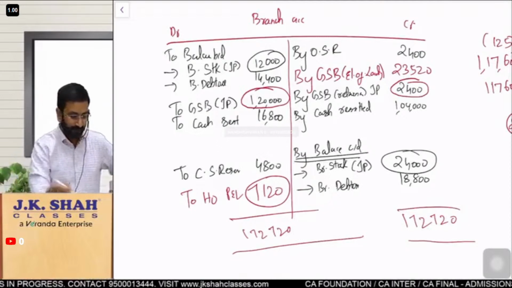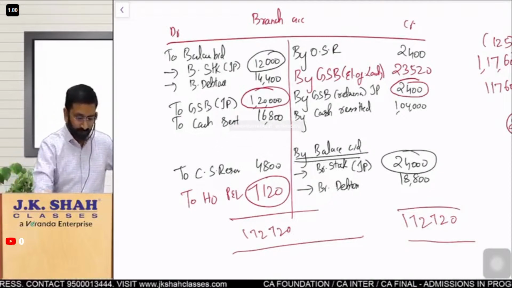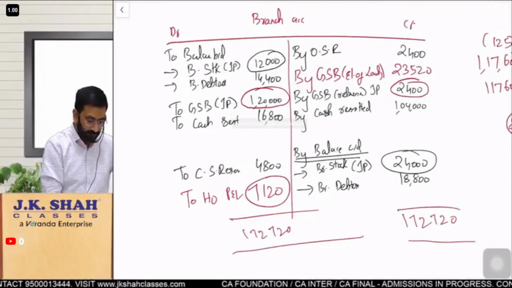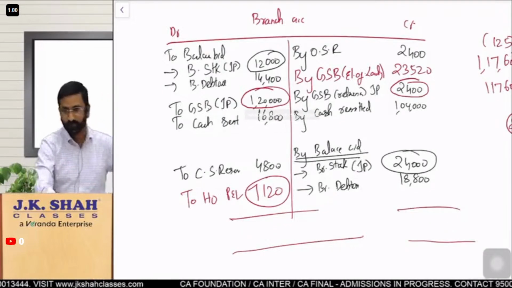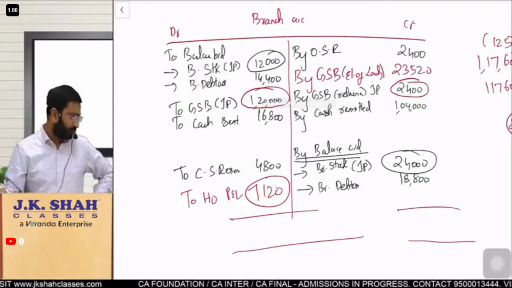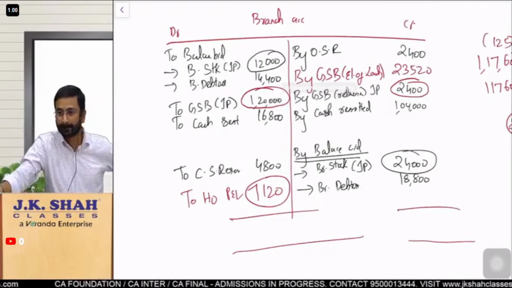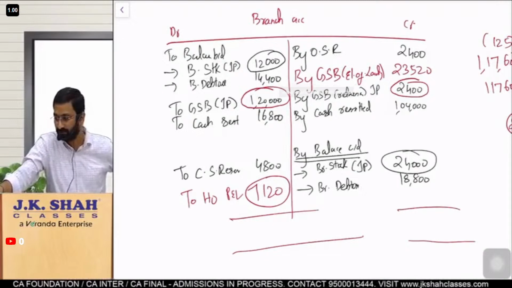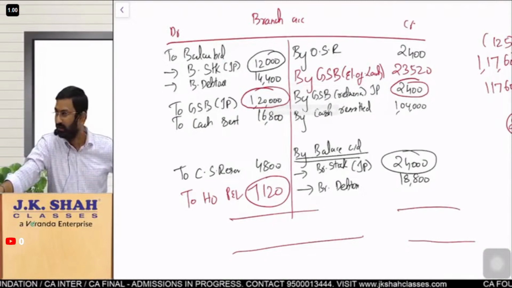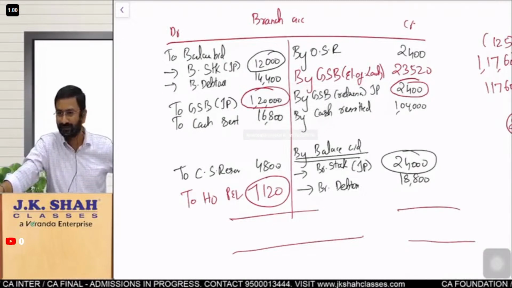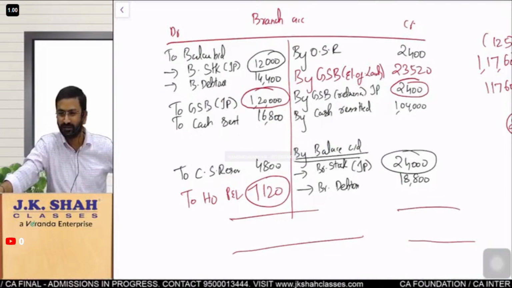My mistake. Total homework: 175,120. Those who have finished, can you try the same question under single entry?